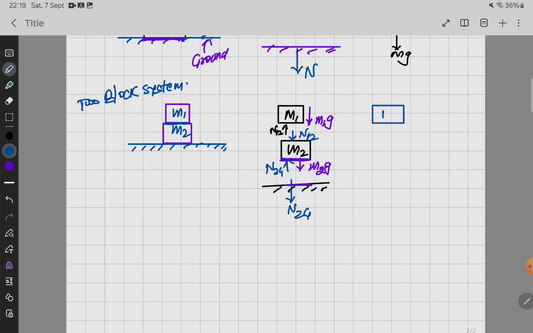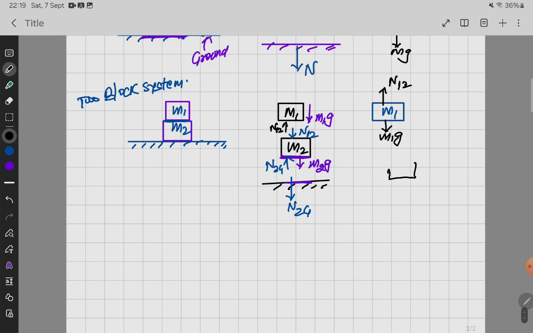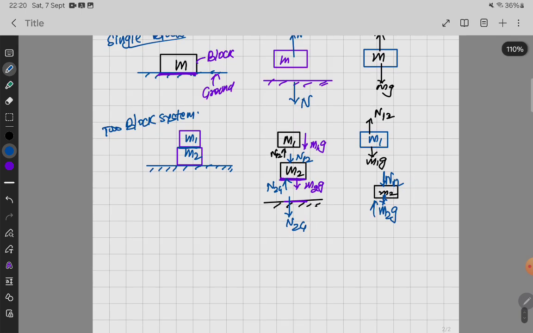This is m1. So here this is m1g. This is force due to earth, right? Then this is normal reaction n12. Similarly this is block m2, and here we have m2g. Then this way only, this is n12, right? And here n2g. So these are the forces that are being applied on these blocks.